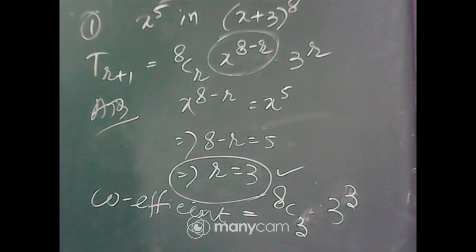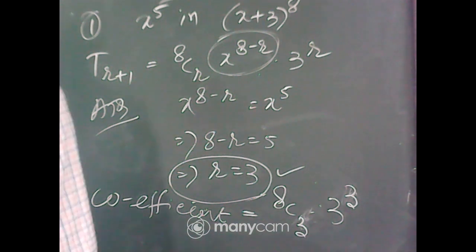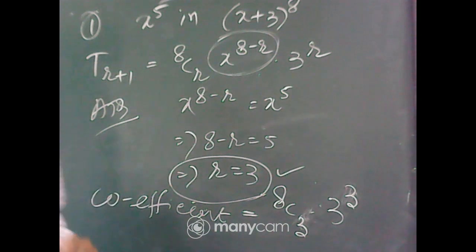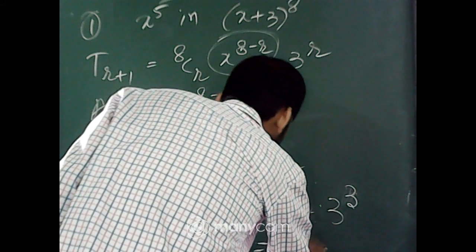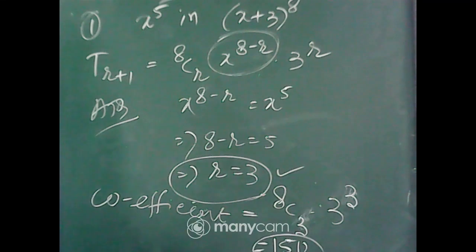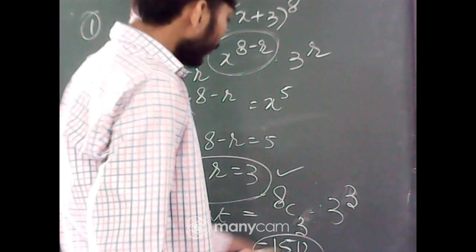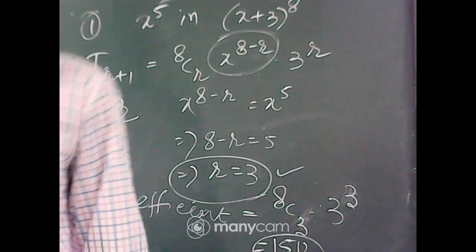Yes, thank you for giving the correct answer, 1512. Have you got the method? Is the method clear to you? Okay, thank you. Just do the calculation 8C3 and 3 to the power 3, and you will get 1512. Now move on to the next one.